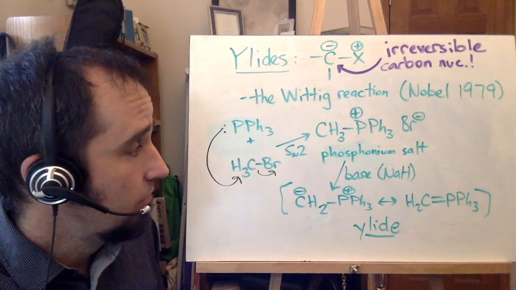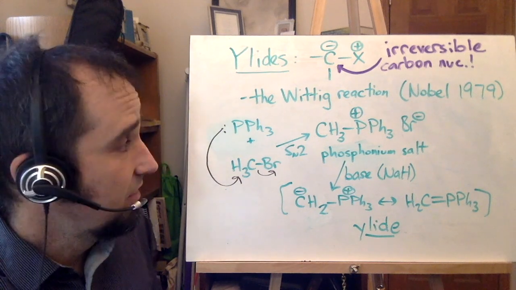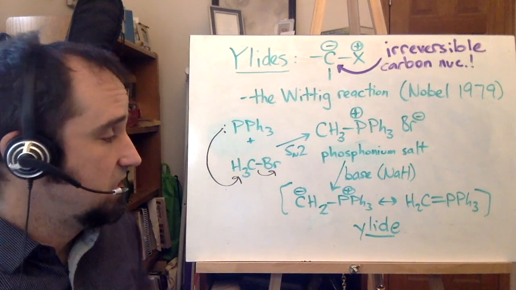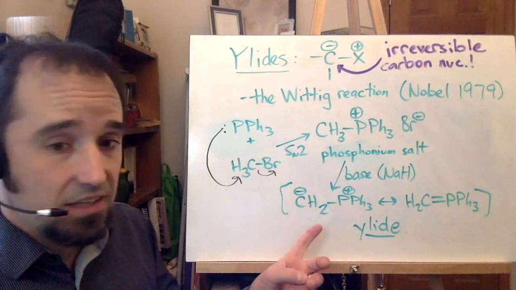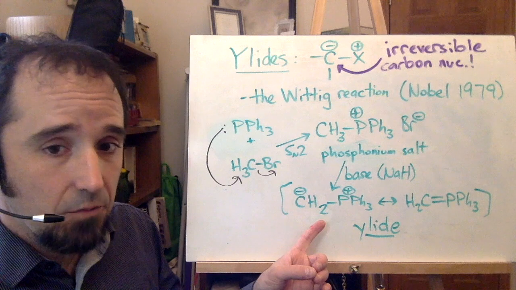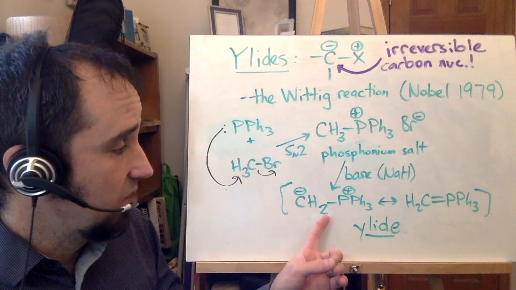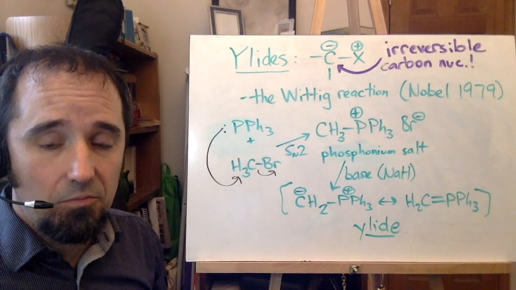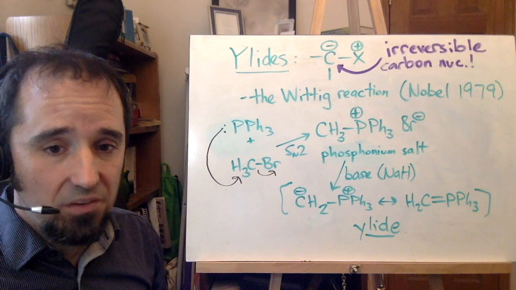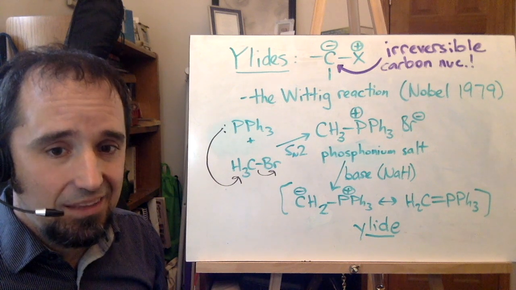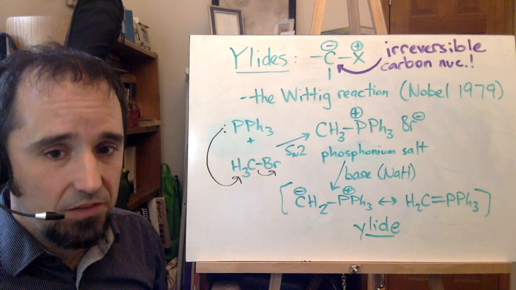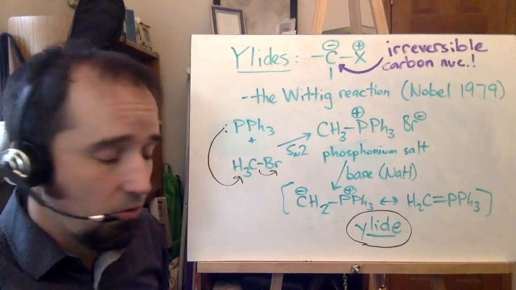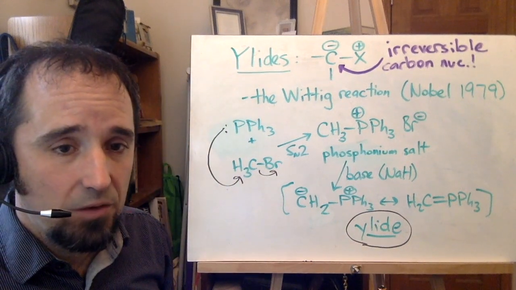Now, if we treat that with base, these hydrogens are pretty acidic. And so base is going to be able to deprotonate that, and we're going to end up with this ylide, right? So C minus, P plus. And you can draw that like a Zwitterion. You can actually also draw it with a double bond there. Phosphorus is below the second row, and so we can think about these things violating the octet rule. That's fine. So this is an example of an ylide, again, some dipole that has C minus and some heteroatom plus.